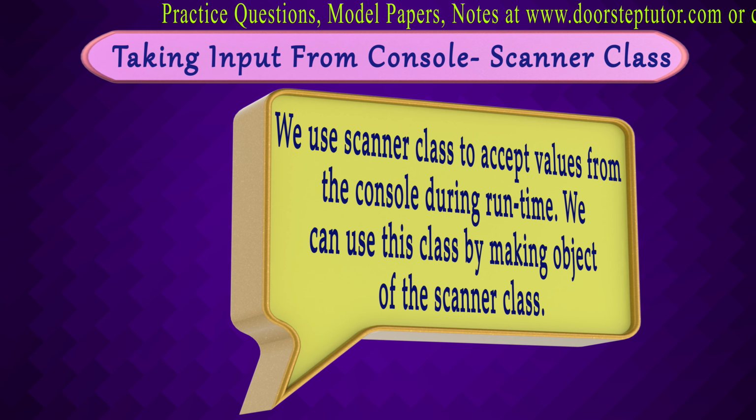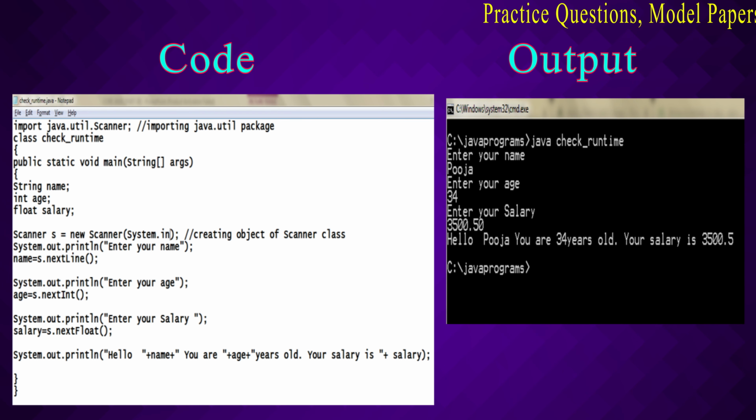In the next slide I have taken one program along with the output. In the main function I have taken three variables: name as string, age as integer value, and salary as floating type value. As we have discussed, we need to create one object of the Scanner class. Then I have taken one simple line, enter your name, with the printing statement, that is System.out.println. In the double quotes we give whatever statement we want to display.